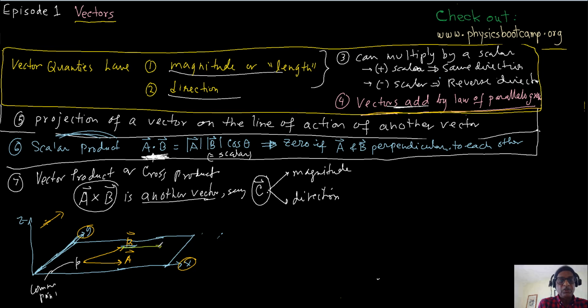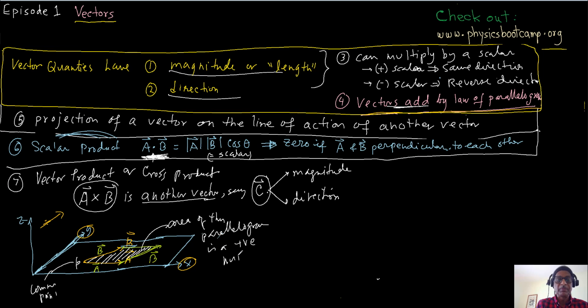So this is A over here, this is B over here, A over here, and this one will be B over here. So when you complete this parallelogram which the two vectors will form, having been drawn from the common point, there is an area of this thing. This area of this parallelogram is a number, a positive number, and that is the magnitude.